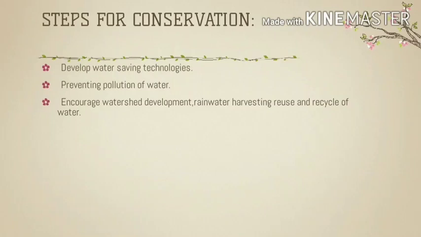Then second one is preventing pollution of water. That means the pollution of the water will have to be prevented. If it is the use in the agricultural field, then organic fertilizers can be used. That way we can prevent water pollution via agriculture. If it is concerned with the industries, treatment plants will have to be established in the industries so that the water pollution can be controlled to a certain extent.